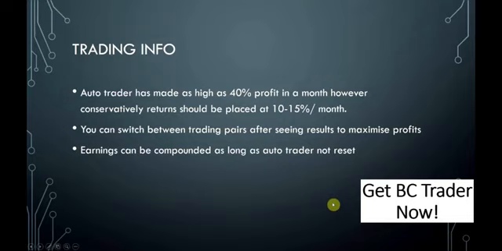Earnings can be compounded as long as the auto trade is not reset. Now, let's say, for example, you've locked in your money, $2,000 for the 500 contract or $100,000 for the 3,500 contract, into Bitcoin USD, Ethereum USD, Litecoin USD, and Dash USD. As long as you don't do anything, it will compound. So whatever interest that you make, it will compound that amount of money. Let's say you made 10%. That 10% will again be traded.